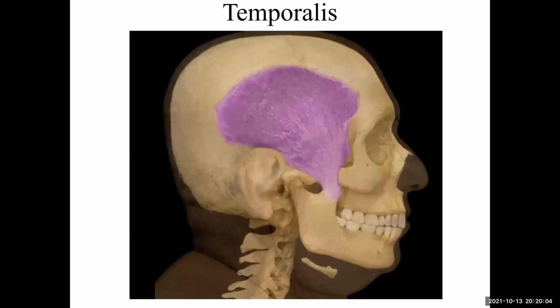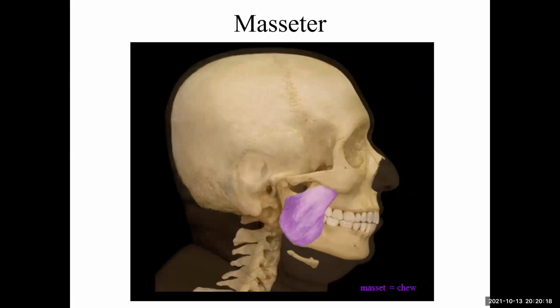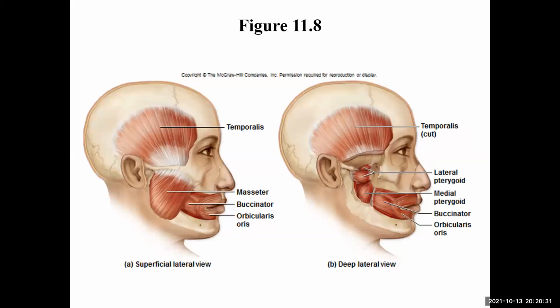So there's temporalis. Temporalis attaches here into the coronoid process of our mandible. So it helps to close the mouth, and it'll pull the jaw backwards, or retract it. And then there's masseter. You can see how masseter will also close the jaw, close the mouth, and in this case, it will protract or push the mandible forward. So you can see them both.